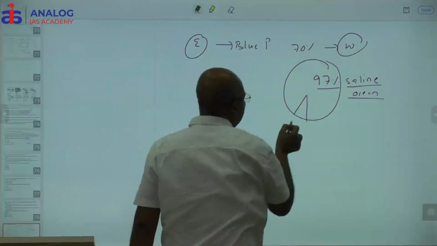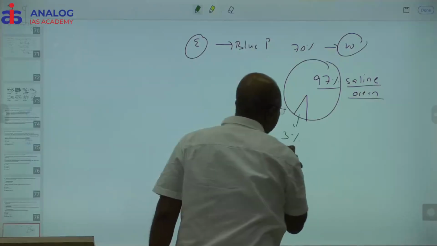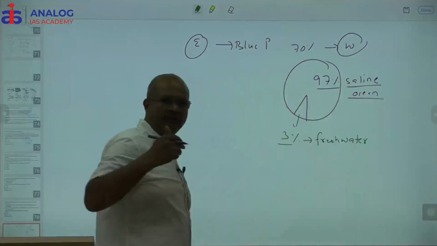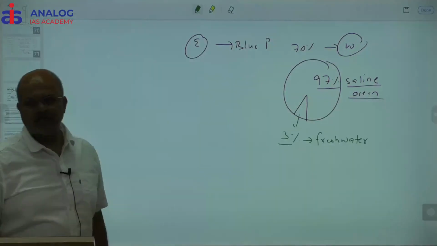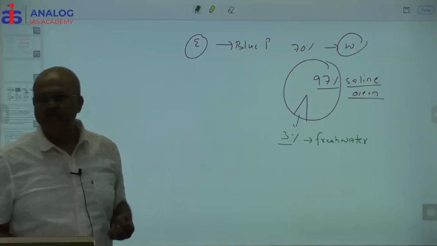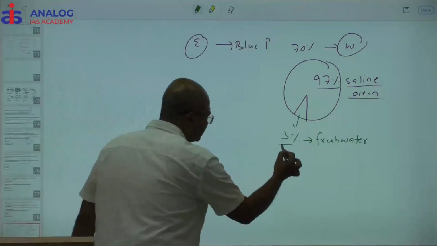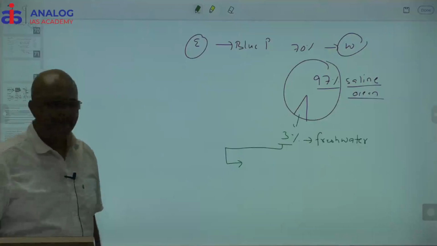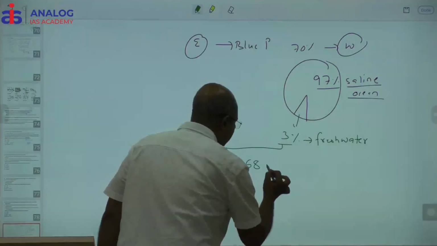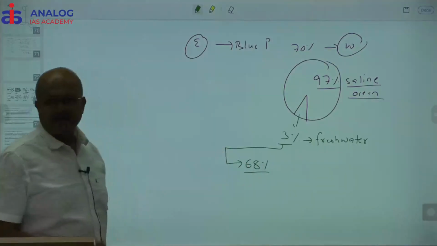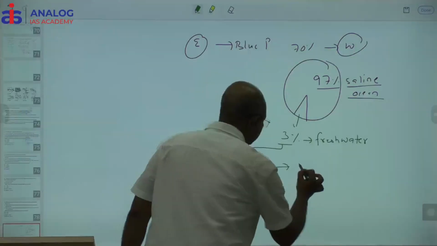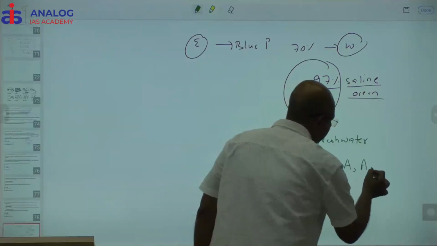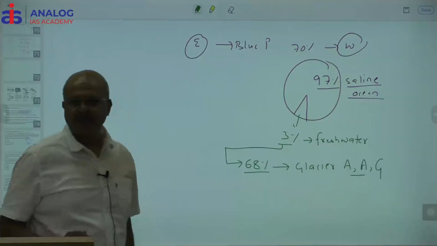Then this is 3%, and only 3% is fresh water. This is how you have to make the data. Only 3% is the fresh water, which is available for drinking, irrigation, etc. Now, if you take that 3% as 100, then 68% of that you will find in the glaciers like Arctic, Antarctic, Greenland, etc. in the glacier.